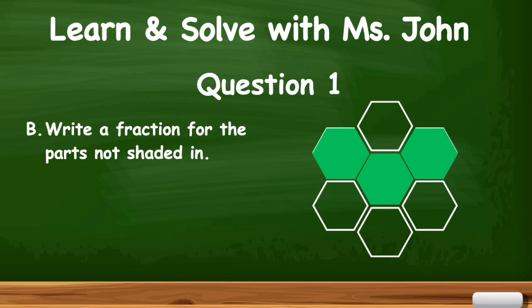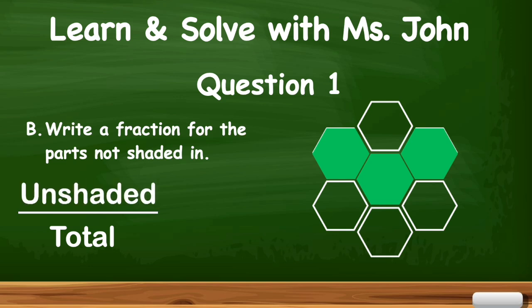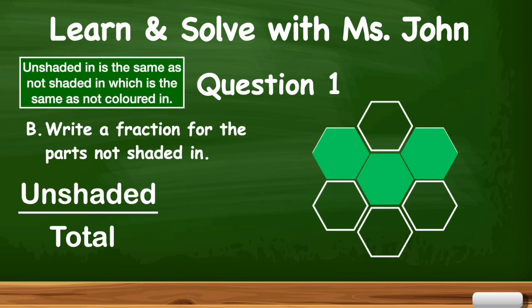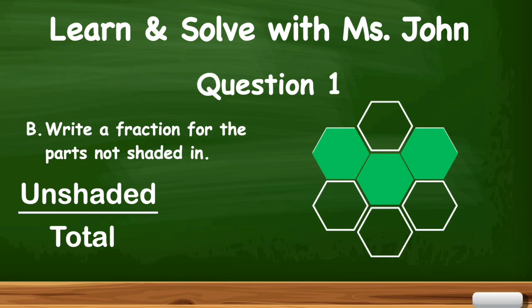Write a fraction for the parts not shaded in. But let's first make an equation. So we're going to find the total number of parts in the image. Then we're going to find the total number of unshaded parts in the image. So just in case, unshaded is the same as not shaded in, which is the same as not colored in. So now that we know that, let's begin.